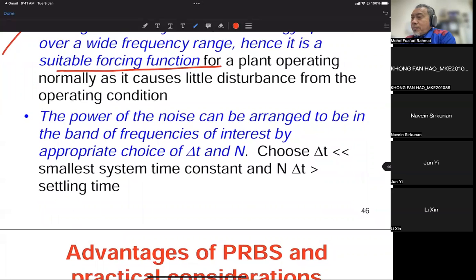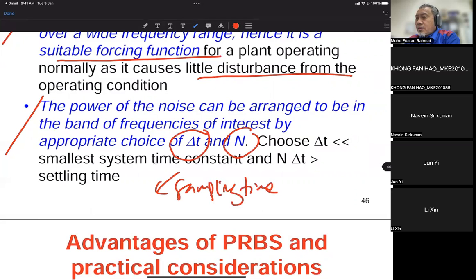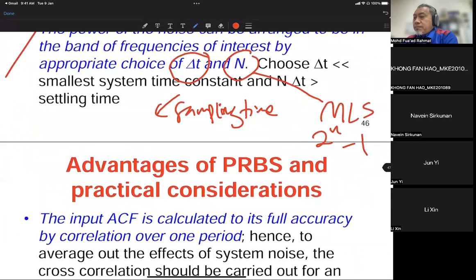And this will make the plant operate normally, even though we have a little disturbance from the operating conditions. Then the power of the noise can be arranged to be in the band of frequencies of interest, by choosing the appropriate delta t and n. Delta t is just the sampling time or sampling interval, and n is the maximum length sequence, or 2^n minus 1.